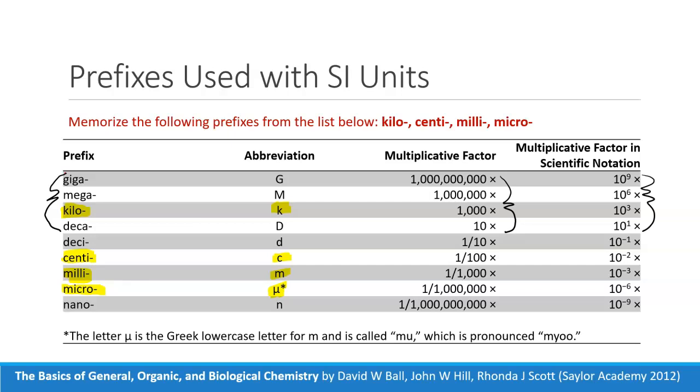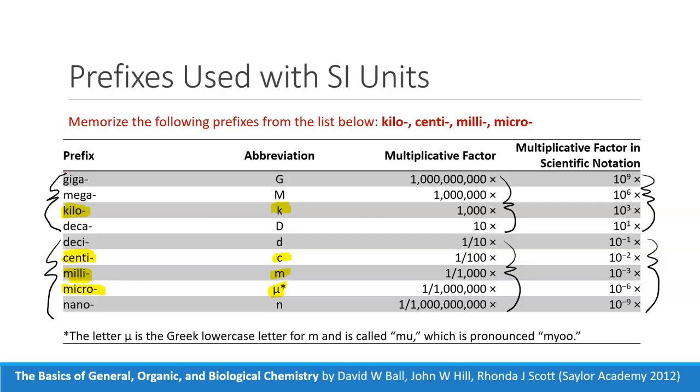Okay, and then if you look at deci down to nano, you'll notice an opposite pattern. Now the multiplicative factor becomes negative, and if you look at it in standard notation, you'll see that those are fractional units, which is 1/10 and 1/100th. Okay, so these prefixes indicate that you have a unit that is smaller than your base unit. So again, like a centimeter or a milliliter is going to be smaller than the base units.